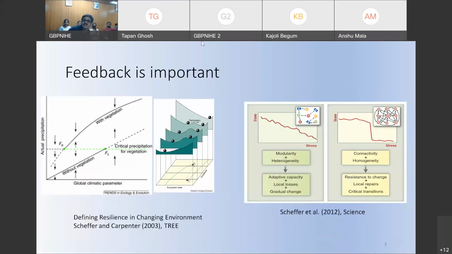So you can see here that there is vegetation. Let's say it follows like this with vegetation. Of course, here vegetation is probably playing a major role. We don't know what is happening. This is a schematic figure.